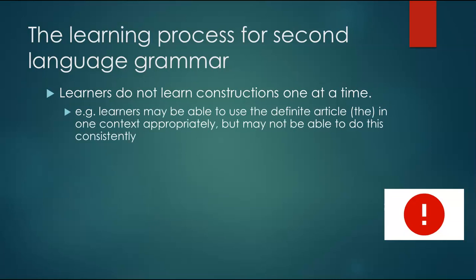They may be able to use, say, the definite article, the word "the", in one context totally appropriately, but they might not be able to do this consistently. So you might hear the same learner say something like, "The girl runs very fast. She is fastest runner." Well, in the first sentence, they use the definite article totally appropriately, "the girl", the specific girl that I'm talking about. "She is fastest runner." Well, here they dropped the definite article where they should say "she is the fastest runner" because it's a specific, most fast runner.